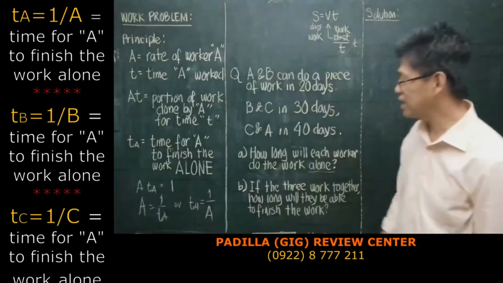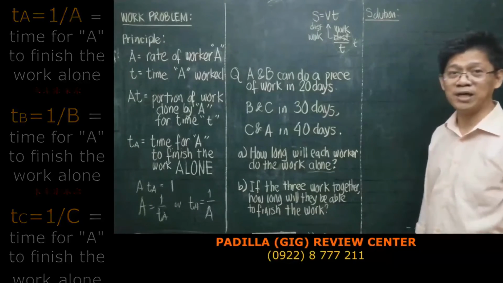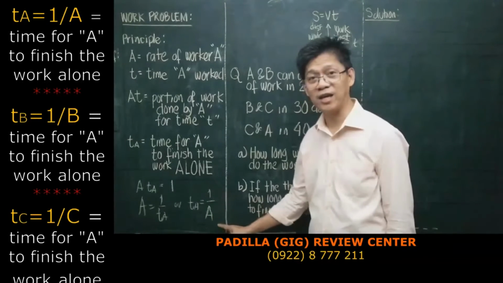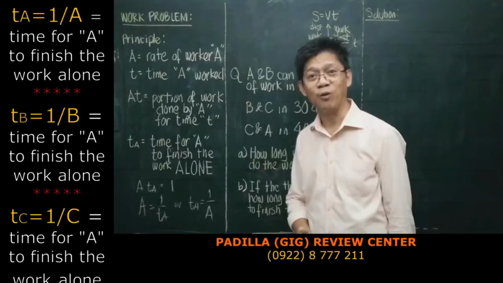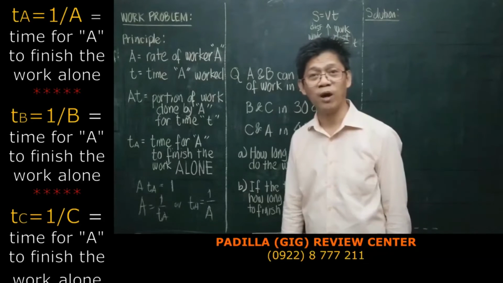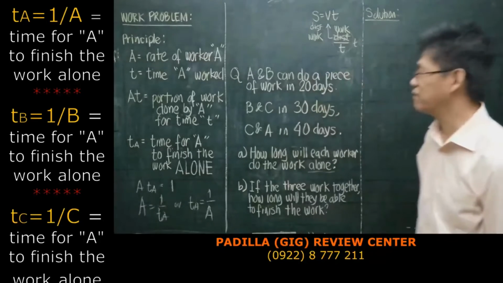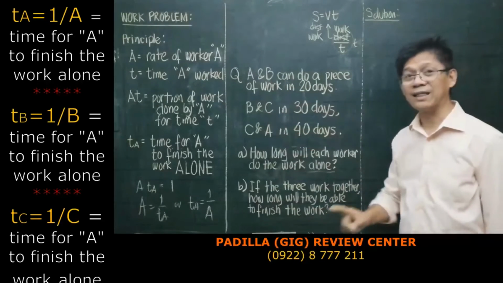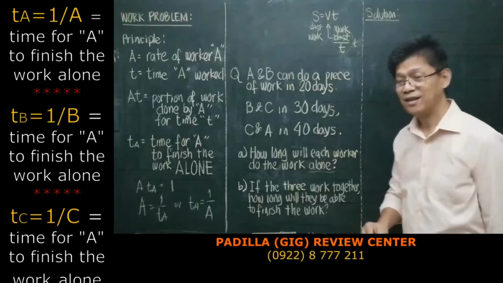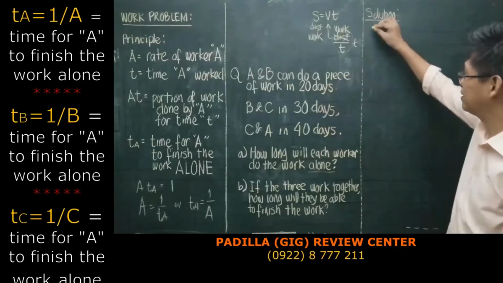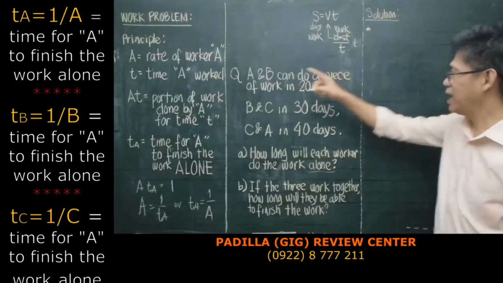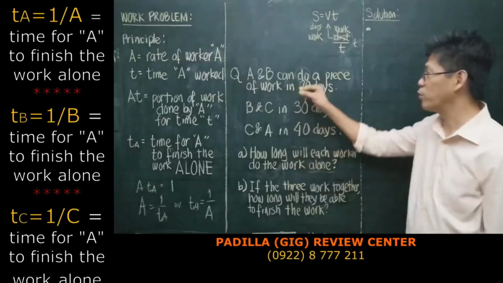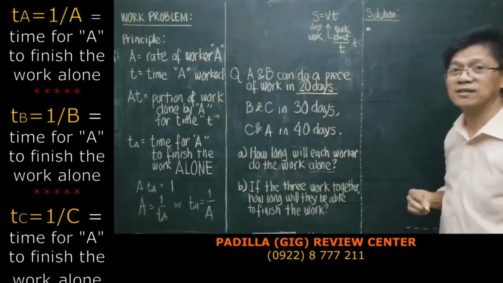Okay? So let us solve for A, B, and C, because T sub A is 1 over A. It follows that T sub B, 1 over B, T sub C, 1 over C. Let's have it. Now, if A, B, and C are their respective rates, then condition number 1, A and B can do or can finish a piece of work in 20 days.